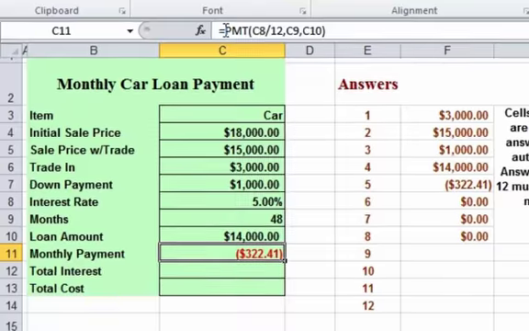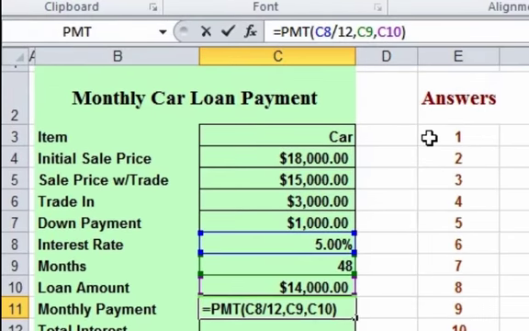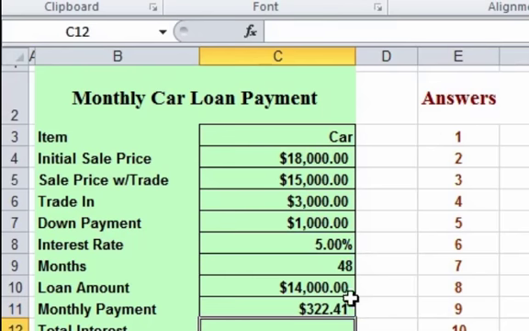To change that, if I put a minus sign in front of PMT after the equals, and I hit enter, that'll show it as a positive number. So that's just a little thing you have to do there. Just put a minus sign in front of that. We also did that with the mortgage one. So these are my payments. $322.41 a month is now my payment.